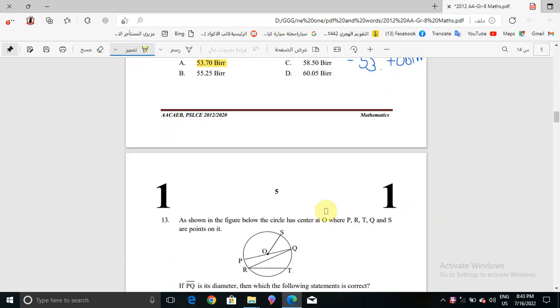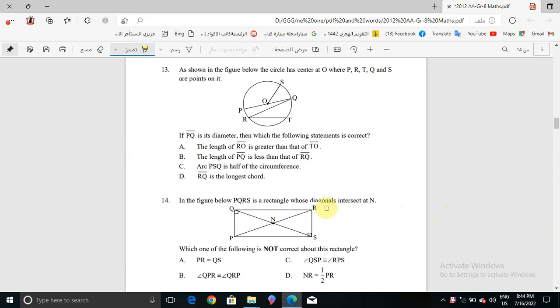Okay, now let's go for the next question. Question number 13. As shown in the figure below, the circle has center at O, where P, R, T, Q, and S are points on it. If PQ is its diameter, which of the following statements is correct? The length of RO is greater than that of TO, or the length of PQ is less than that of RQ, or arc PSQ is half of the circumference, or RQ is the longest chord. It asks for the statement which is correct.